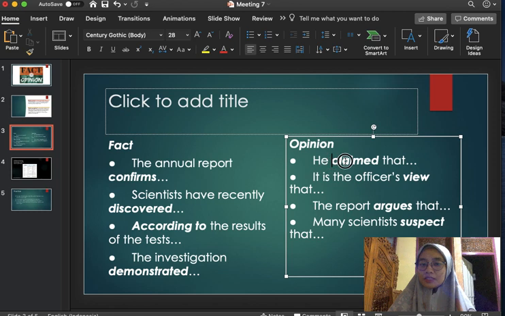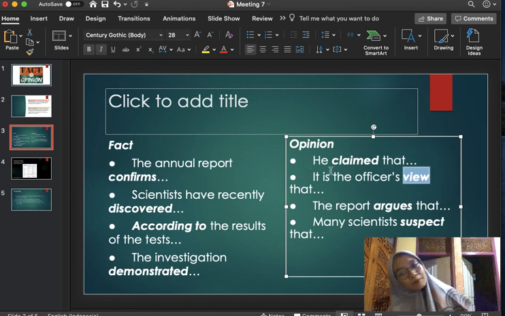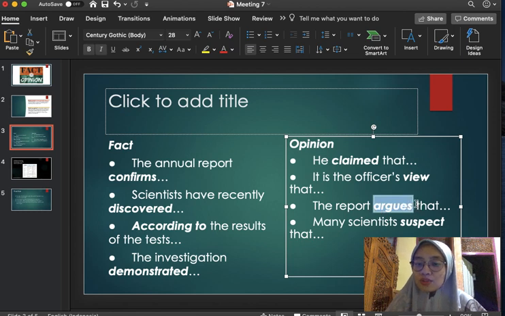However, di opinion kalian bisa nemu kata seperti he claims that, it's the officer's view that, the report argues that, many scientists suspect. Di sini he claims. So someone claims, it doesn't necessarily mean true or not. But especially this one, it is the officer's view. It means itu dari point of view-nya the officers. Maybe other people have different kinds of opinion. And then the report argues. This is also an opinion. And then many scientists suspect.